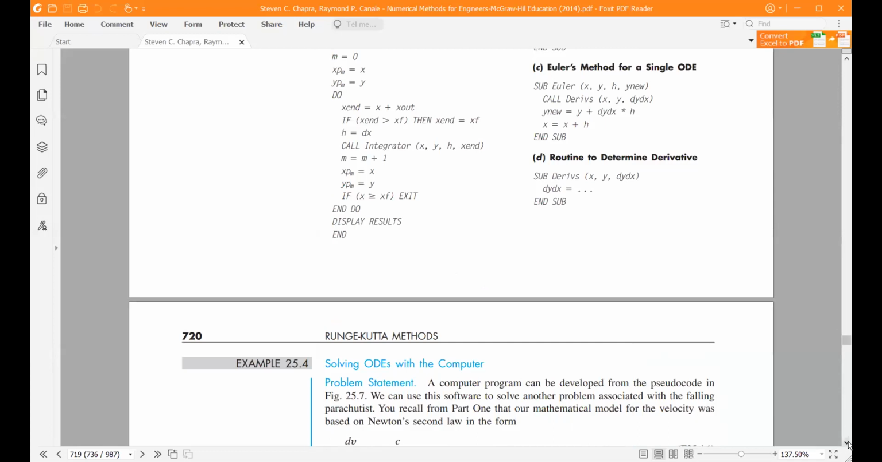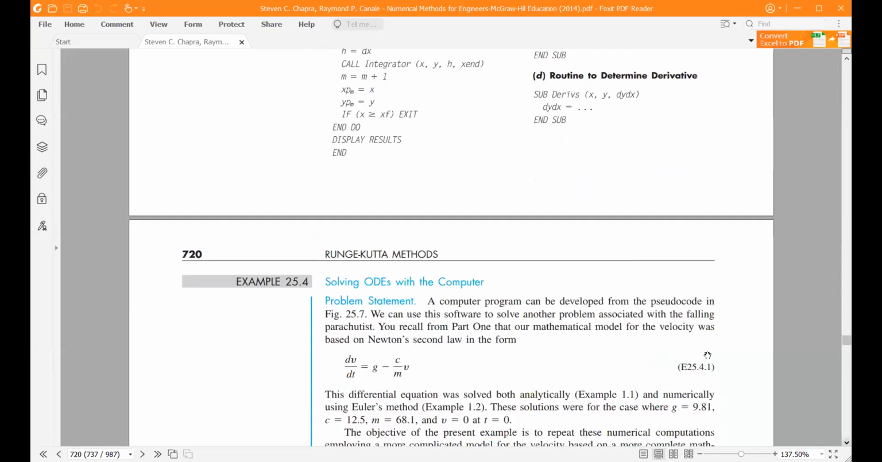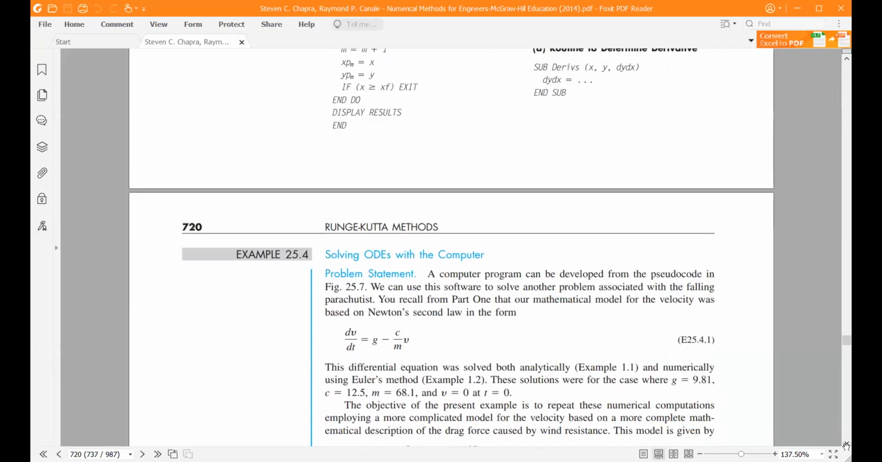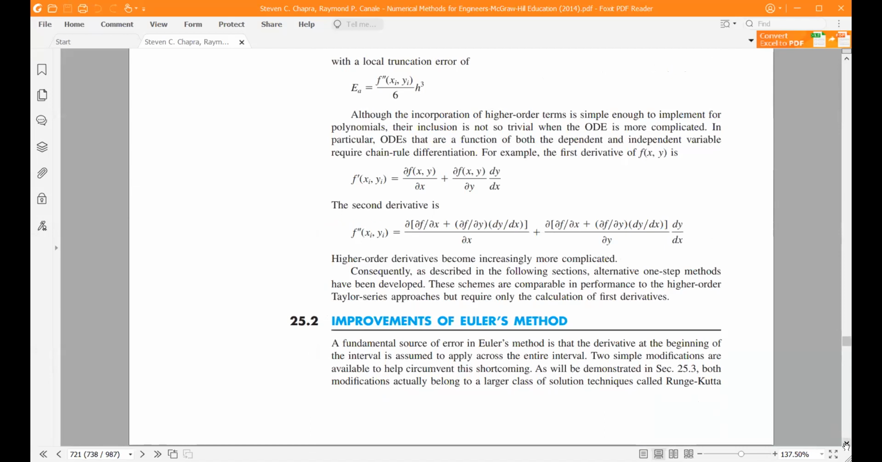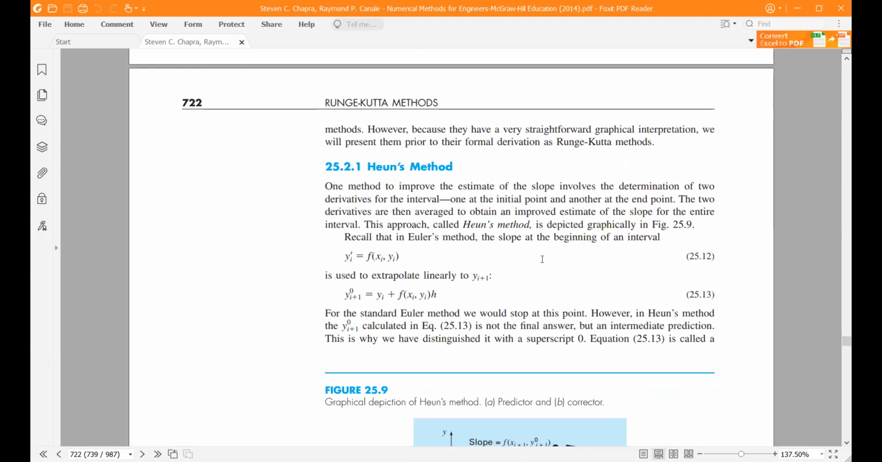But in our example, a similar example we have chosen, that is our RL circuit, this equation E25.4.1, the mathematical solution nature is also the same. Because of the parameter values, sometimes the error will be different. Okay, now the modification of our Euler method.